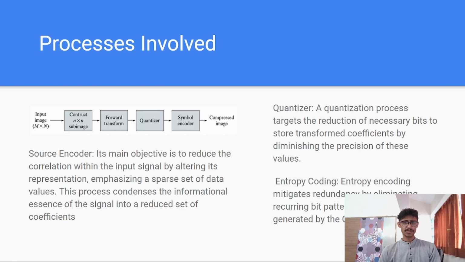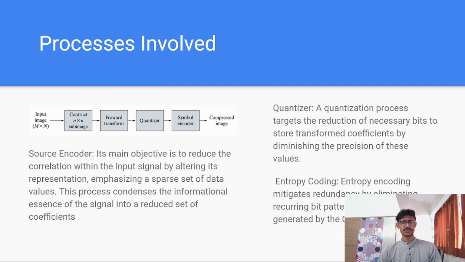The source encoder's main job is to change the way information is presented in a signal so that the data is condensed into a smaller set of values. This makes the signal easier to work with and takes up less space. It does this by using different mathematical transformations like the discrete cosine transform, discrete wavelet transform, and discrete Fourier transform, to pick out and emphasize the most important parts of the signal while getting rid of the less important details. Essentially, it's like compressing the signal to focus on the most essential information.